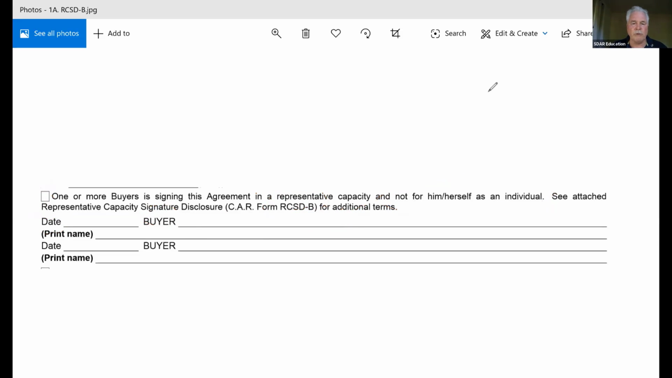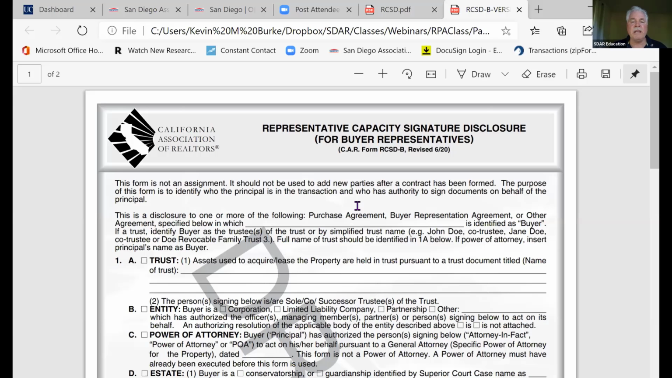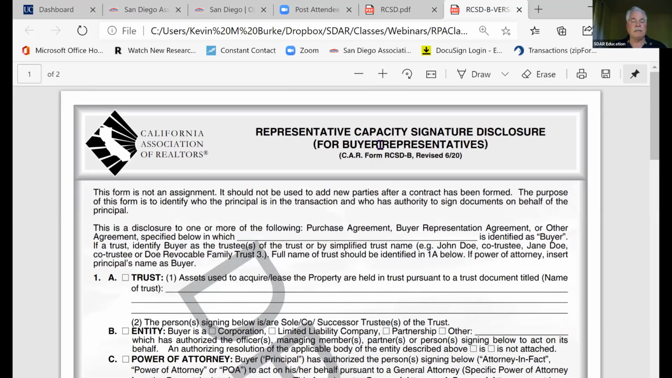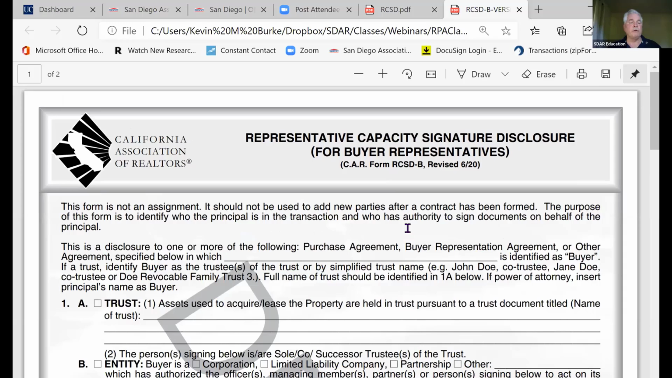Because I want to show you now my next form. Okay, all right, new share. Let's take a look. So we're looking here at the RCSD-B. So again, this is the one for buyers. Now I'm giving you the red line version here today, but I'm doing that only to show you because you're already familiar with the form, but I want to talk to you about the changes that we made.